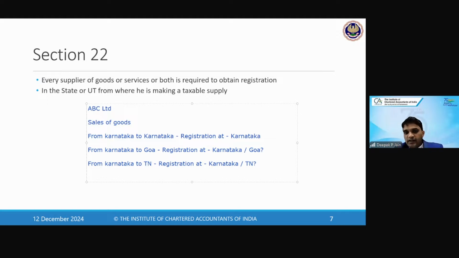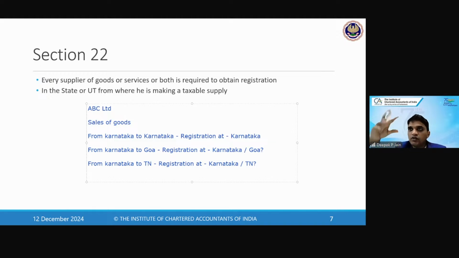So in these three examples, in the first example, everybody is aligned that you have to take registration only in Karnataka. For the other two, people are saying that you have to take registration in Goa, and in the third one, in Tamil Nadu, and give the taxes to the destination state. So you have to go to that state, only then they will get taxes there. From your state, you cannot pay taxes to that state.